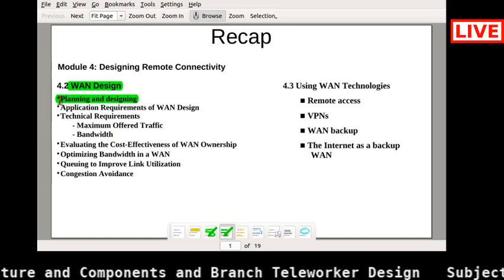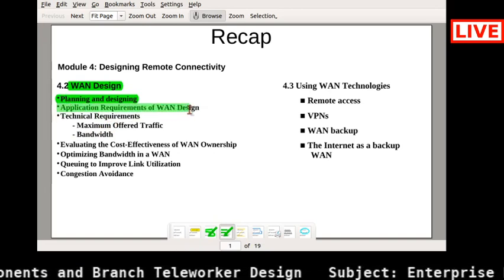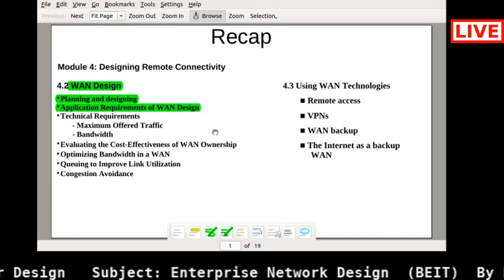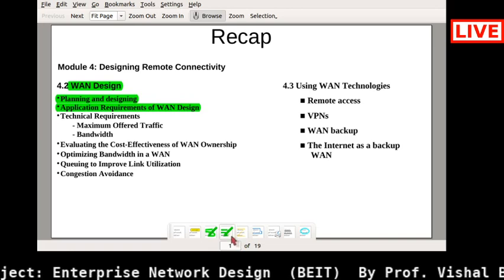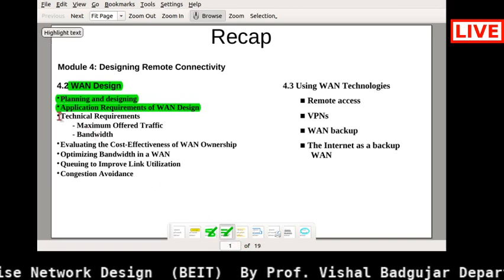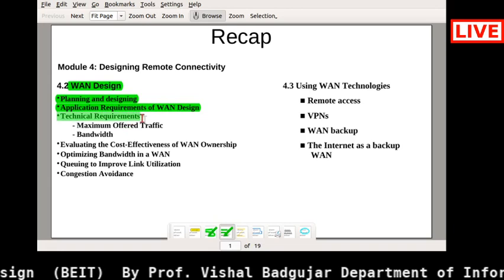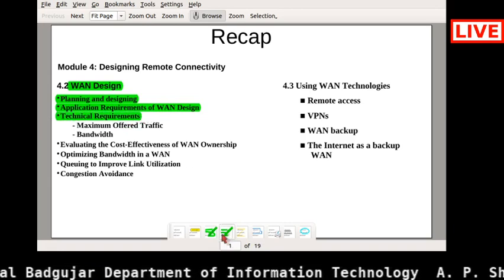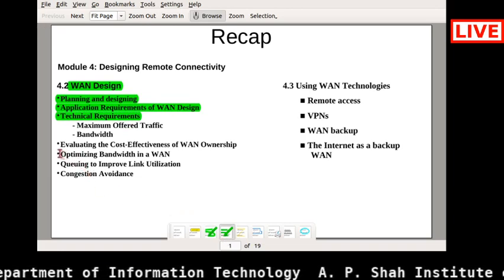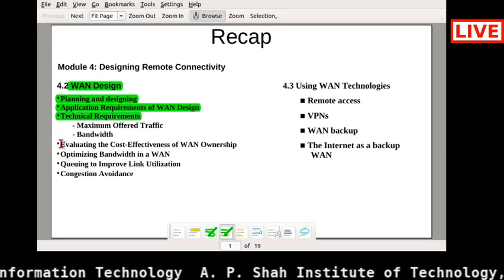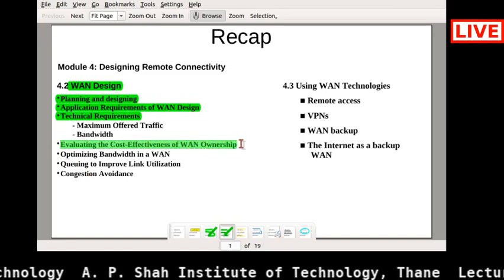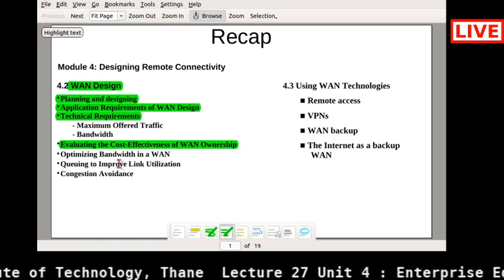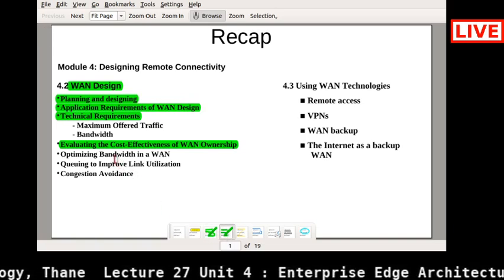With respect to that, we discussed planning and designing, and the different applications we are going to host on this WAN and their requirements. Then the technical requirements in terms of offered traffic and bandwidth. Then we looked at WAN ownership, and how to do the design to be cost effective for the organization, and what the different parameters are.